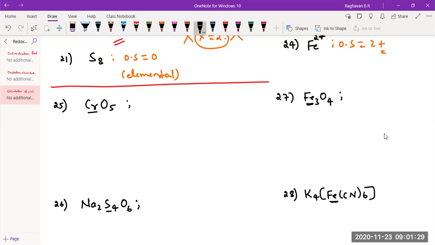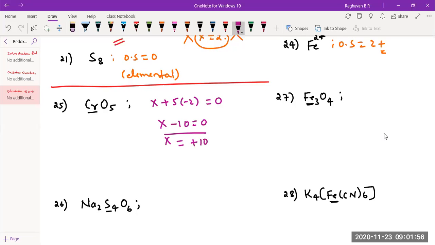What is the oxidation state of chromium in CrO5? 10 plus, sir. That means X plus 5 into minus 2 is equal to 0. X minus 10 is equal to 0. So X is equal to plus 10. That's what you say, right?